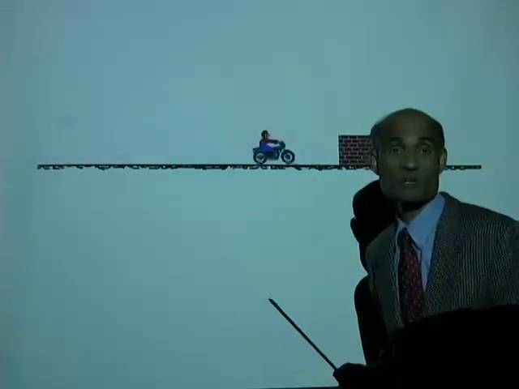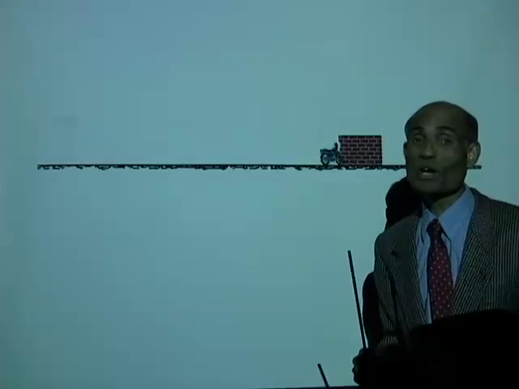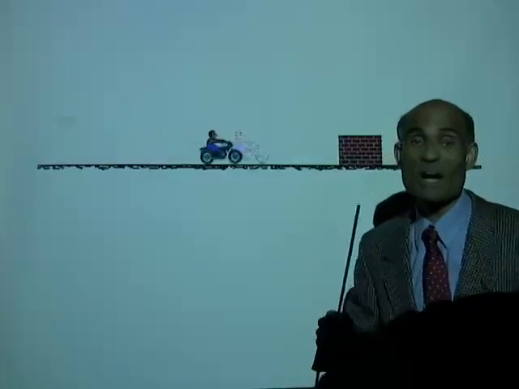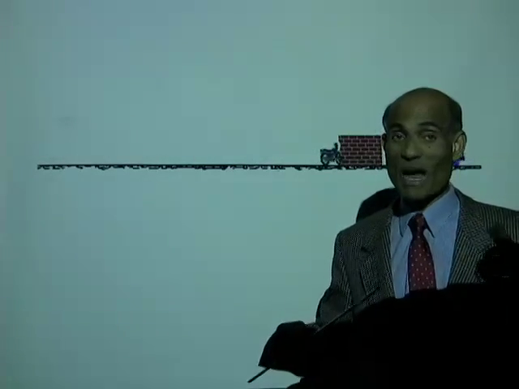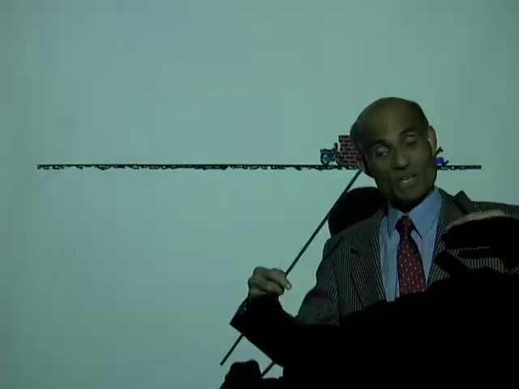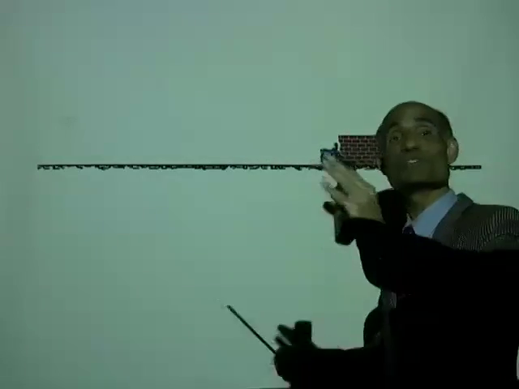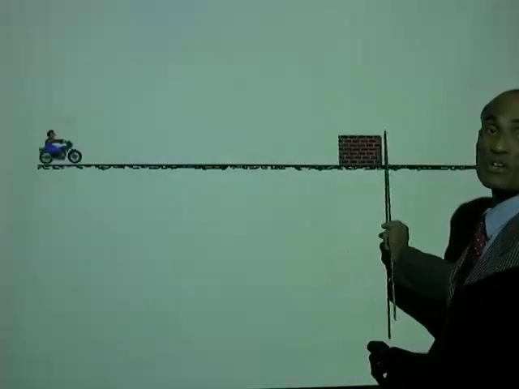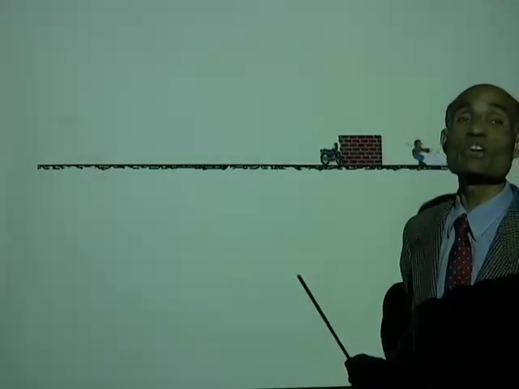Some of you must have experienced this. If you are on a motorbike and the motorbike is suddenly brought to a stop by something, well, you have been moving with the motorbike. If the motorbike is brought to a stop, you are going to continue moving. This is a good example of inertia.